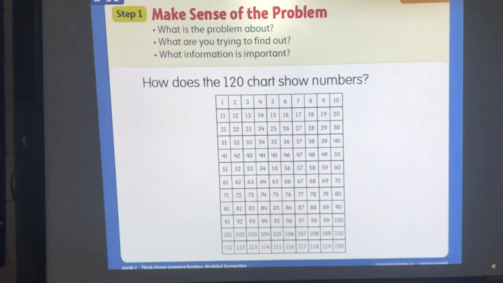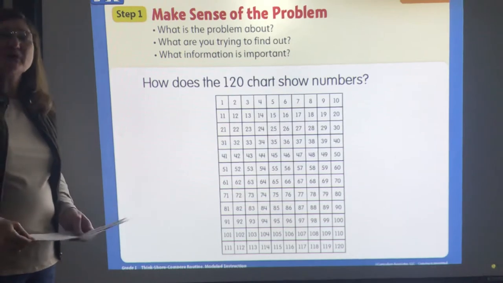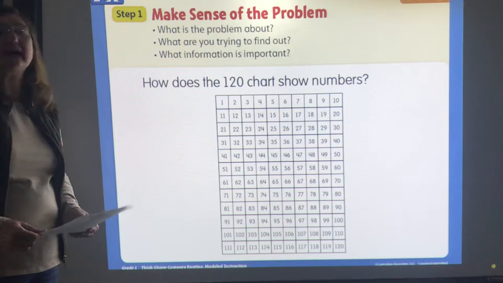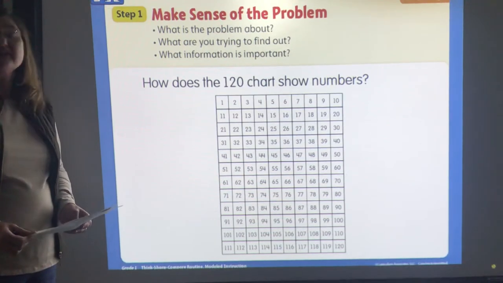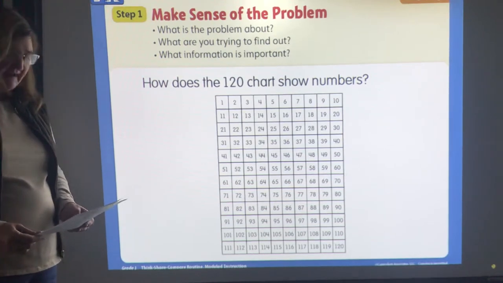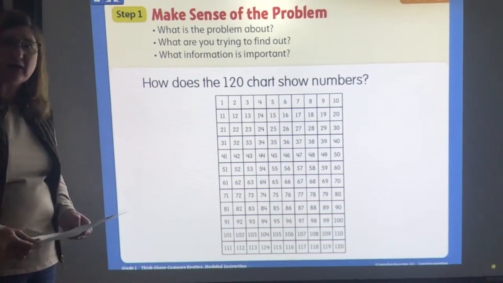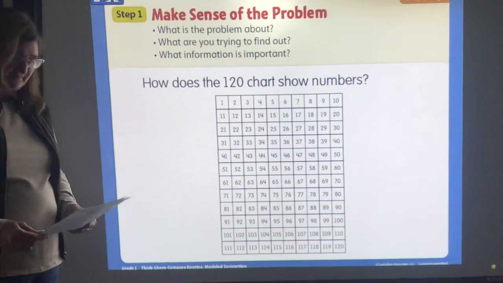Boys and girls, today we're going to continue talking about numbers to 120. Go ahead and get out your math paper for today, for Monday. It's Explore Together, and it's the 120s chart. If you get that out, then we can work together on this.